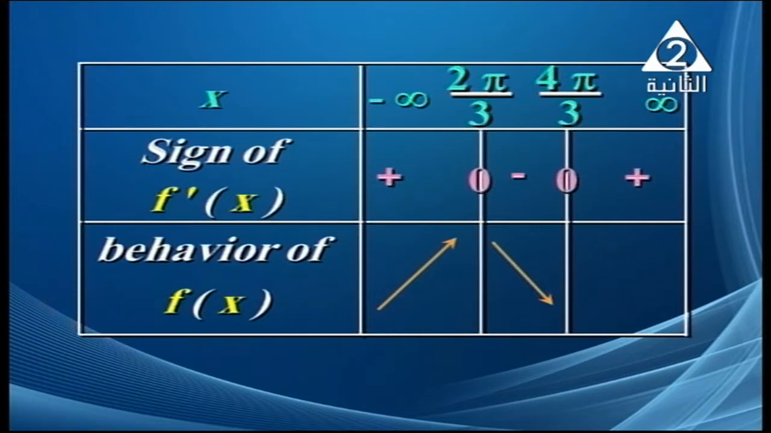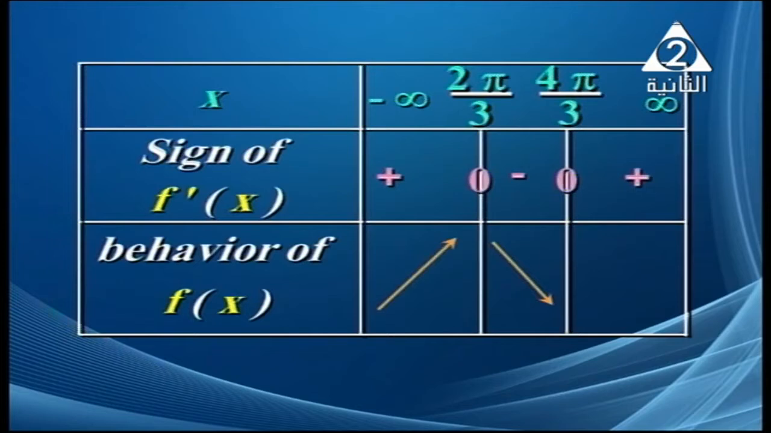F dash of x, when we substitute x belonging to the open interval 2π over 3 to 4π over 3. 2π over 3 equals what? 120. 4π over 3 equals what? 240. Then if we choose a value of x between 120 and 240, such as 150 or 200, and substitute in f dash x, the sign is negative, a number smaller than 0. Then in this interval the behavior of the function is decreasing.